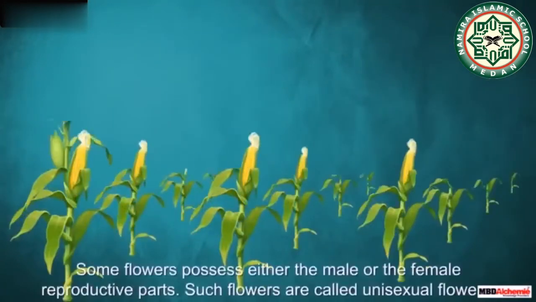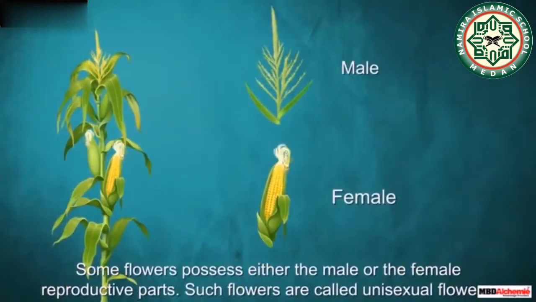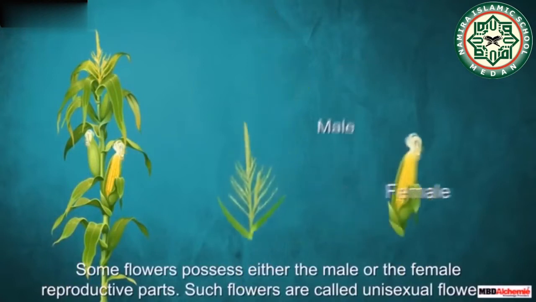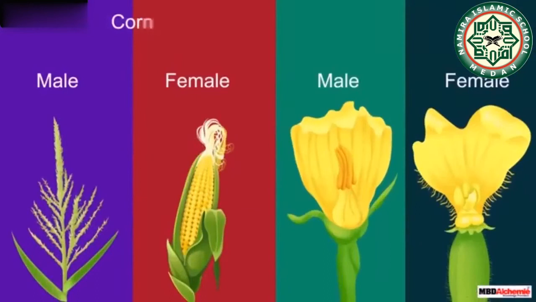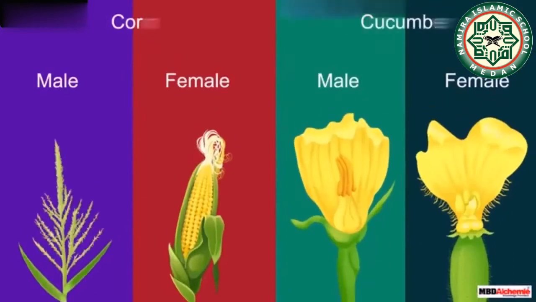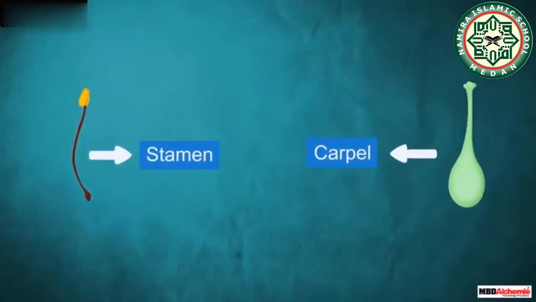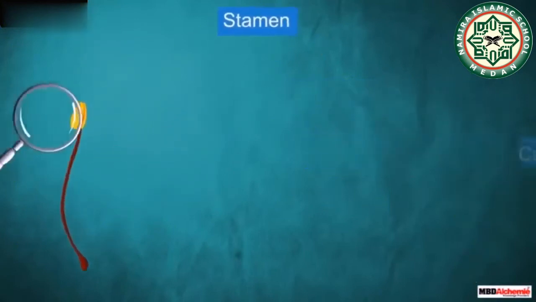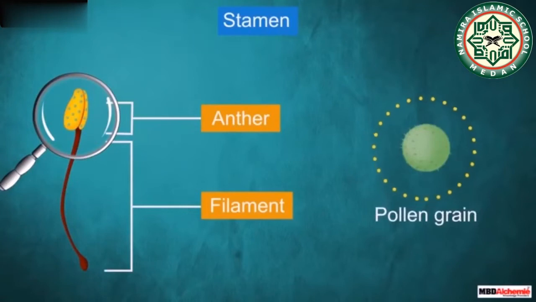On the other hand, some flowers possess either the male or the female reproductive parts. Such flowers are called unisexual flowers. For example, corn, cucumber, etc. Now let us know about the different parts that make up a stamen and a carpel. A stamen is made of two main parts, anther and filament. The anther produces pollen grains. It is the pollen grain that contains the male gametes.